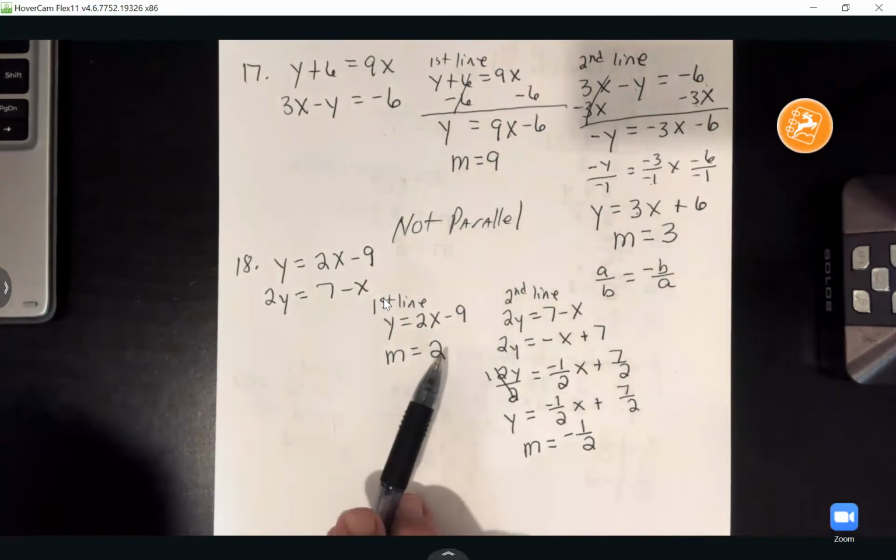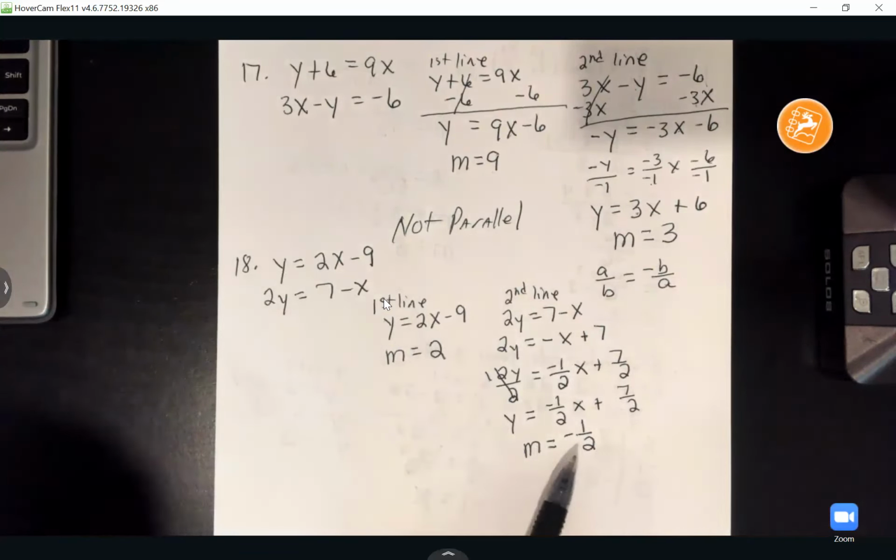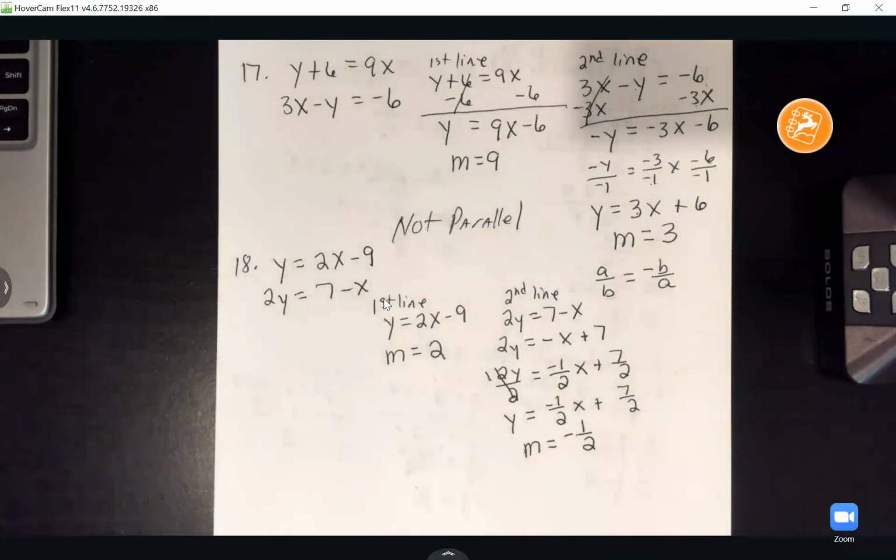So y'all, you got a slope of 2. You got a slope of negative 1/2. I'm going to ask y'all this. Are these lines perpendicular? So y'all hit my chat up.